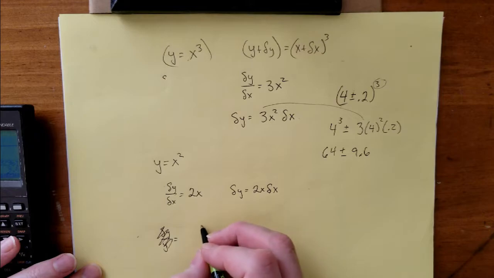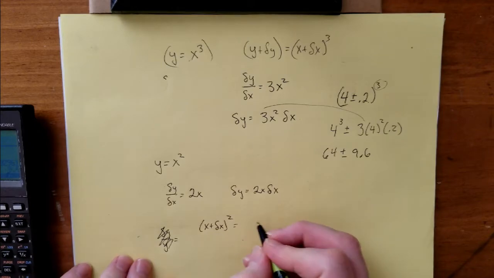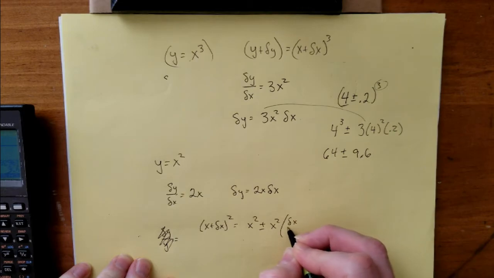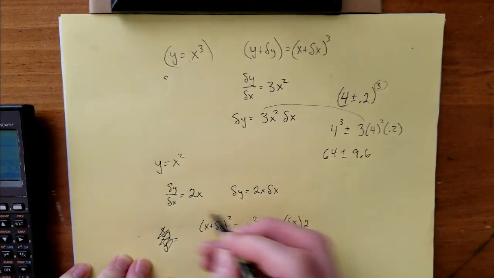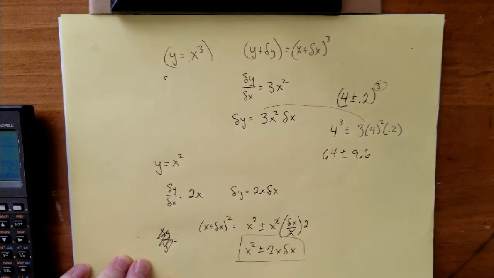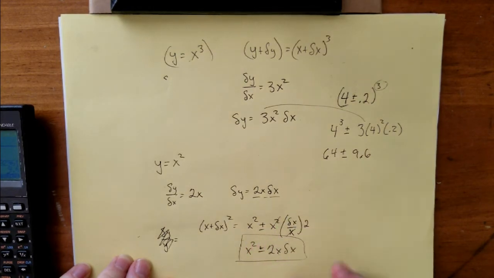Sometimes you'll see it written slightly differently, where if I have x plus delta x squared, that's going to be x squared plus or minus x squared times delta x over x times 2, the exponent right there. And so this ends up being x squared plus or minus, well, that cancels out with one of those, and you're left with 2x delta x. You might consider it a shortcut. It might be the long cut. It depends on how your mind is working at that particular moment, but you do end up in the exact same place as you did before. So the 2 times x times delta x.